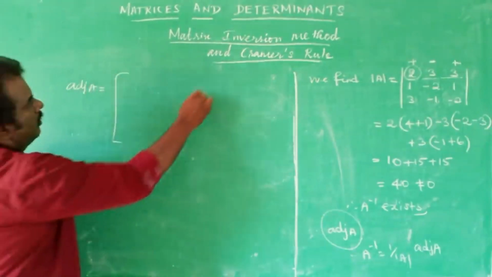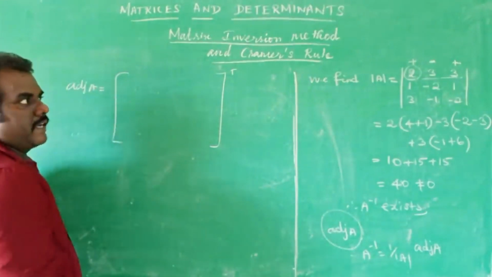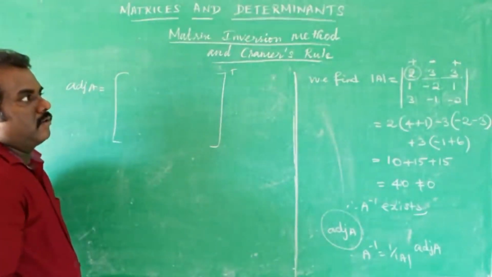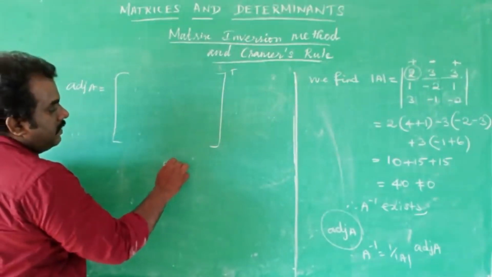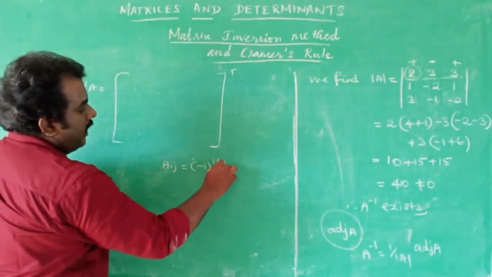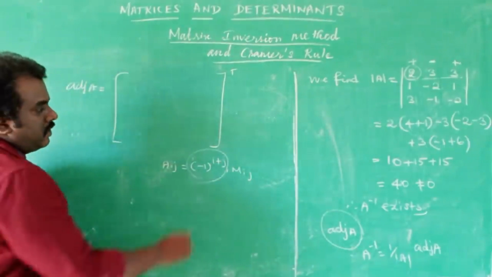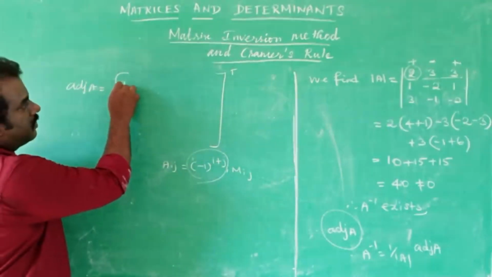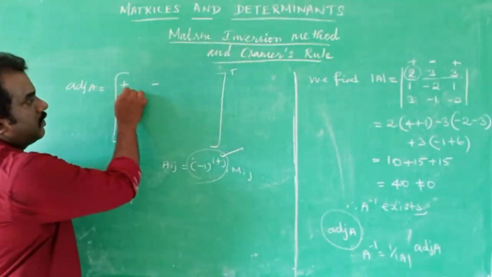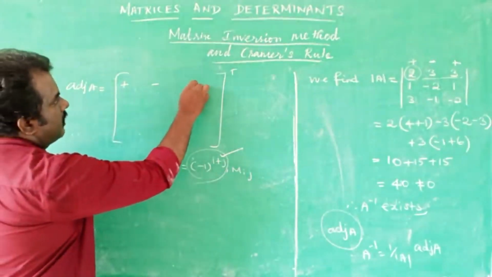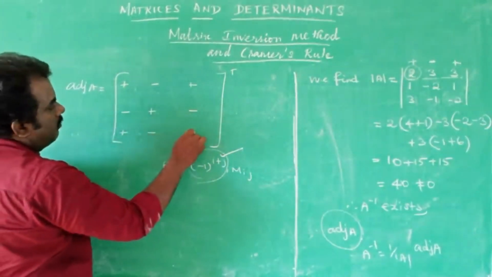Adjoint A is equal to the transpose of the cofactor matrix. Now we have to write the cofactors with their signs. What is a cofactor? The cofactor Aij is equal to minus 1 to the power i plus j into Mij. So the even places can be taken as positive and the odd places as negative. That's the reason we indicated plus minus plus, minus plus minus, and plus minus plus.